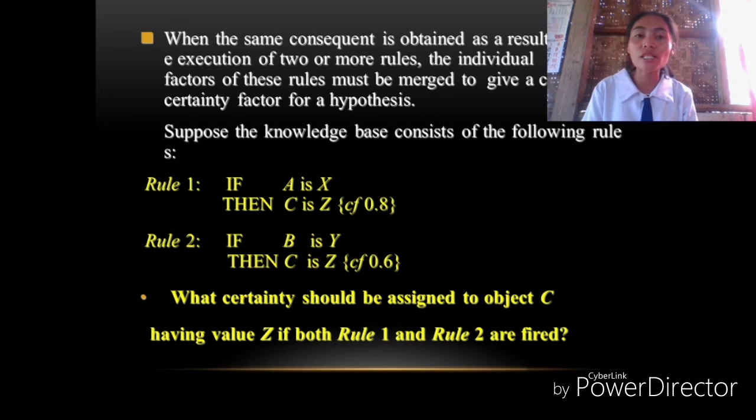Suppose the knowledge base consists of the following rules. Rule 1, first the formula: if A is X, then C is Z, with certainty factor 0.8. Rule 2: if B is Y, then C is Z, with certainty factor 0.6. So what certainty should be assigned to object C having value Z if both rule 1 and rule 2 are fired?